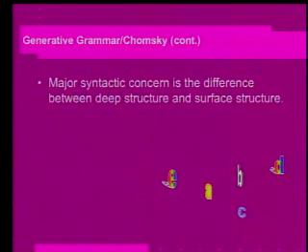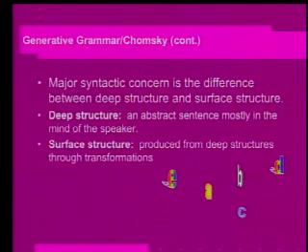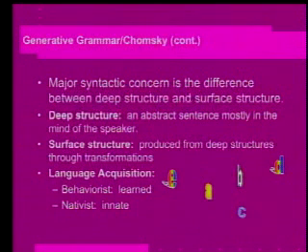Okay, so Chomsky was concerned then with what it is that's going on that at some point enables us to make these unique utterances with one another. And he said there's a difference between deep structure and surface structure. At the deep level, there's an abstract sentence that's mostly in the mind of the speaker, and at the surface level, they're the things that actually come out of our mouth, produced from the deeper structures through these transformations.